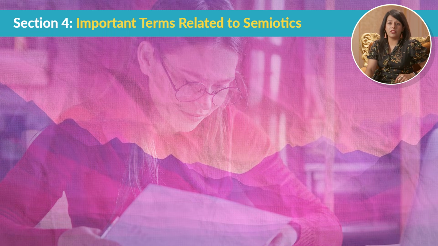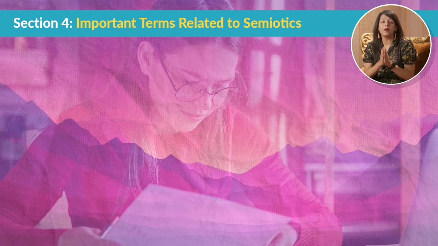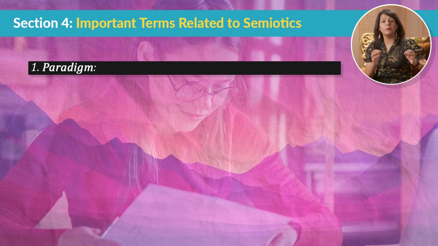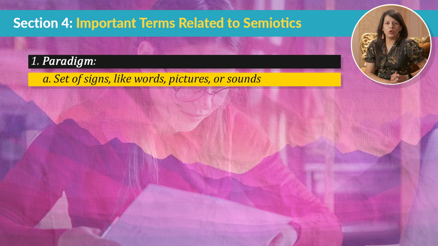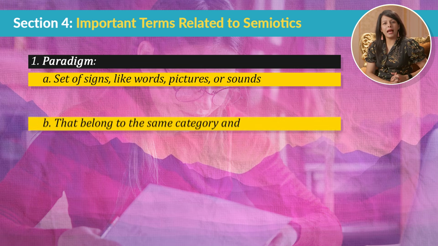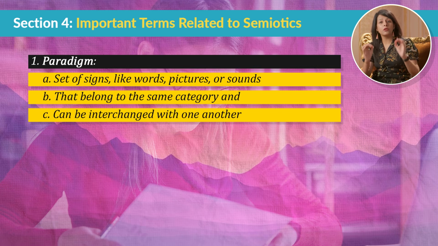Alright friends, now let's quickly go over two important terms related to semiotics, paradigms and syntagms. Don't worry, they sound fancy, but they're actually quite easy to understand once we break them down. First up is paradigm. It is like a group or a set of signs like words, pictures or sounds that belong to the same category and can be interchanged with one another depending on what you want to say.